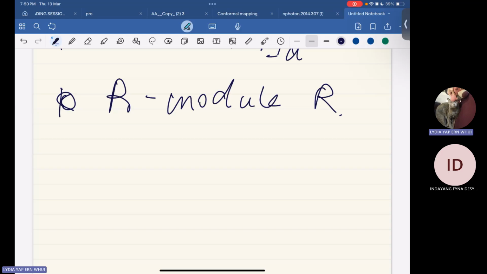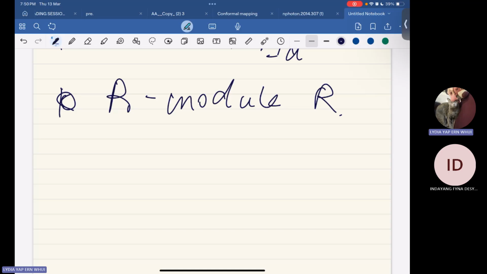For a vector space, you learned that the scalars live in R, where R is the real numbers. We can change this R into K, where K is any field, because the real numbers are just a field. We can call this a K-vector space. And if we do not require K to be a field, and it can be any other ring, then it becomes a module.